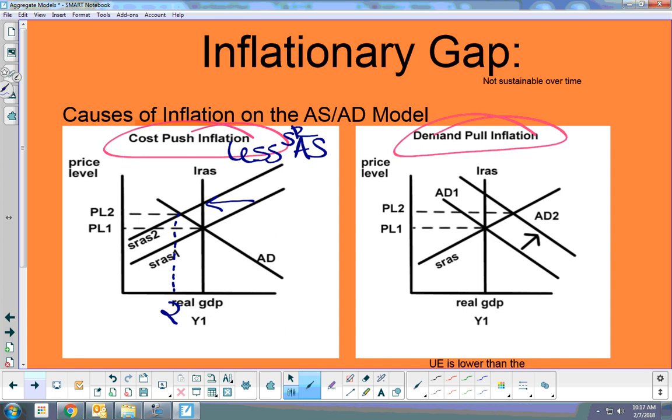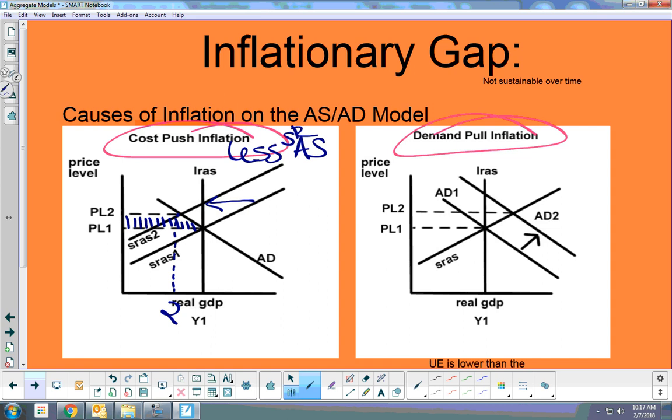Cooper, what's inflation again? Prices rising. Show me prices rise. Point to it. The price level went up from PL1 to PL2, and that's the gap right there. So a recessionary gap was down on the x-axis. An inflationary gap is going to be on the y-axis because that's what inflation is, prices going up over time.